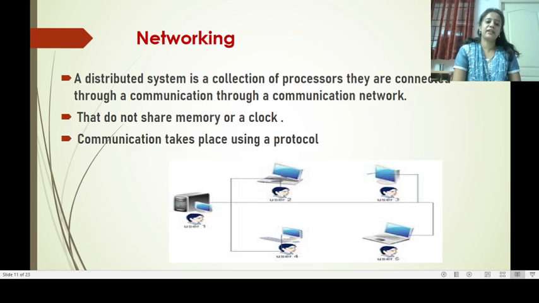This communication usually takes place using different kinds of protocols like file transfer protocol, hypertext transfer protocol, and simple mail transfer protocol. All these decisions are taken by the operating system to manage all the system resources between the users or between the programs.